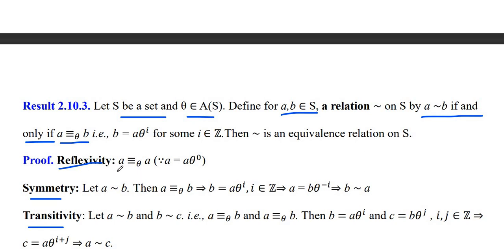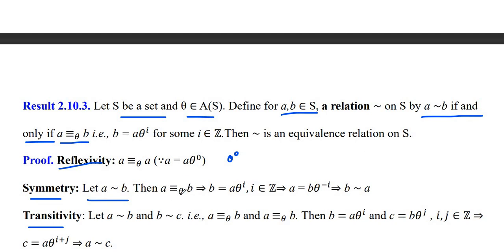Now for reflexivity, every element should be related to itself. But we know that the identity mapping takes any element to itself, and that identity mapping, being bijective, is a member of A of S, and that is denoted as theta raised to 0. So you have reflexivity to be obvious.